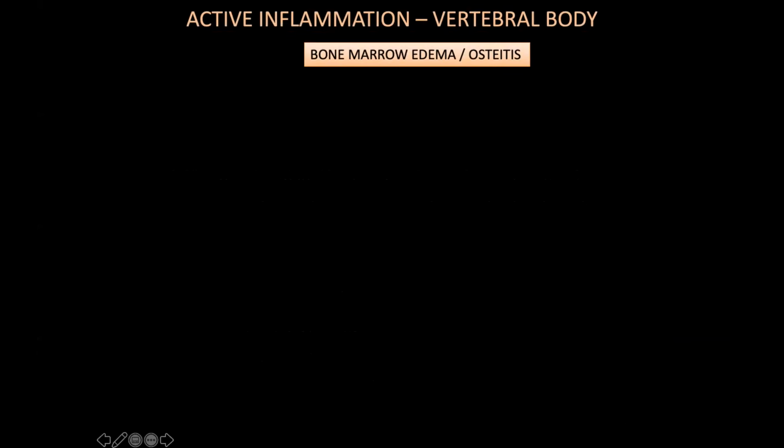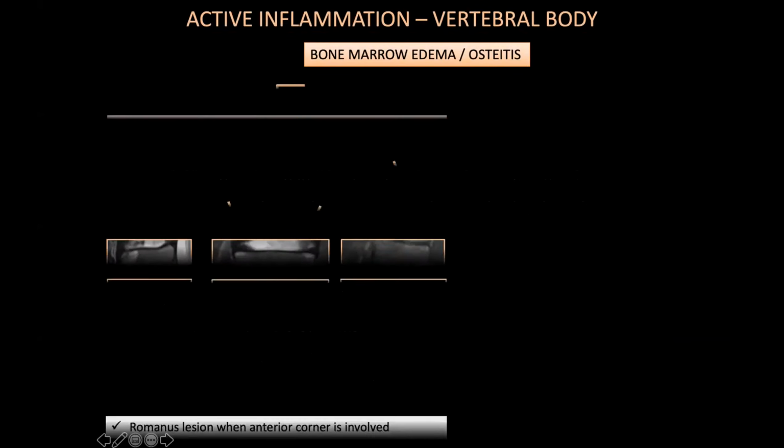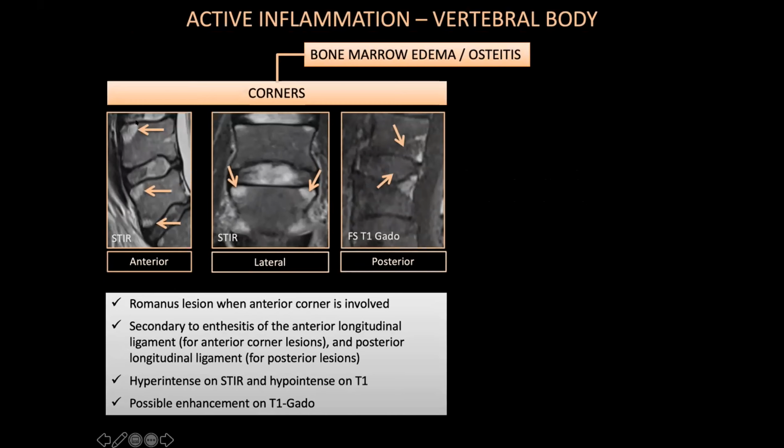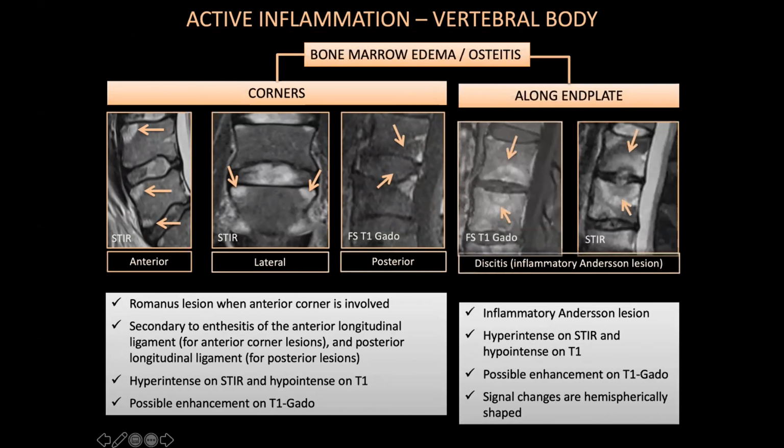Bone marrow edema can involve the corners, the anterior corners and the posterior corners, and these are secondary to enthesitis of the anterior and posterior longitudinal ligaments. Romanus lesion is when they involve the anterior corners. These are STIR hyperintense and T1 hypointense with possible enhancement after contrast.